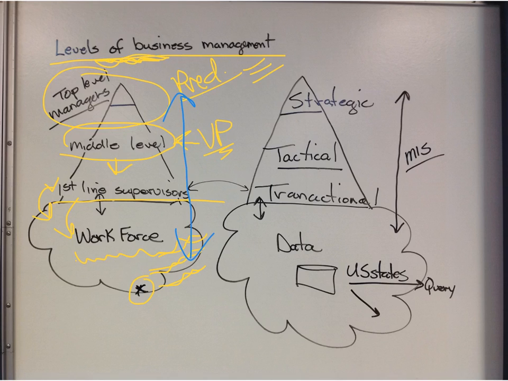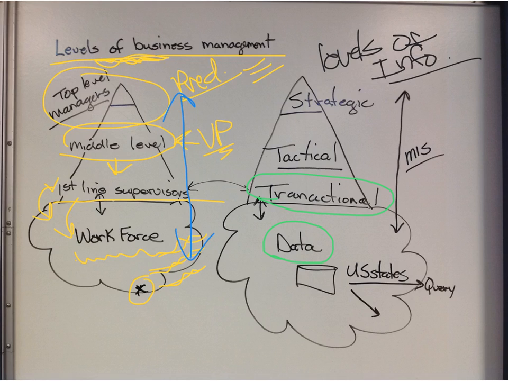How do we manage that? Well, let's take a look at it over here. We collect large amounts of data, typically through transactions. So this over here would be levels of information, info. That's why we call it a management information system. So let's look at that. So we have large amounts of data.